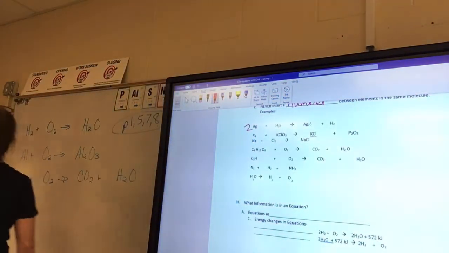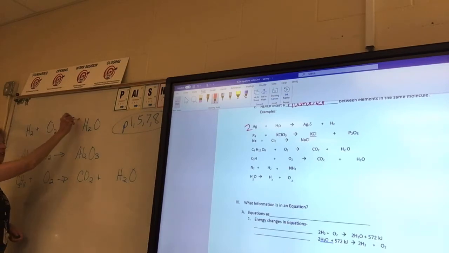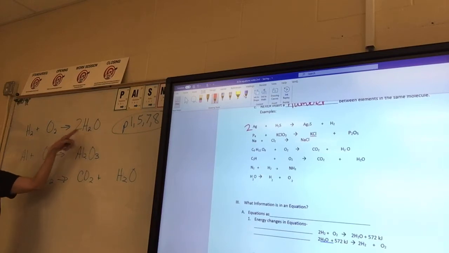Okay, so let's look over here. How many hydrogens do I have? 2. How many oxygens do I have? So what should I write here? A 2, because we need to have 2 oxygens, but that messed up my hydrogens. So what's 2 times 2? 4. Over here I have a 2, so what do I need to put? A 2. Did y'all get that one? Because I did it for you already.